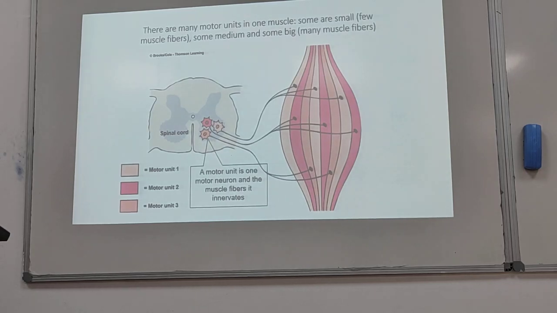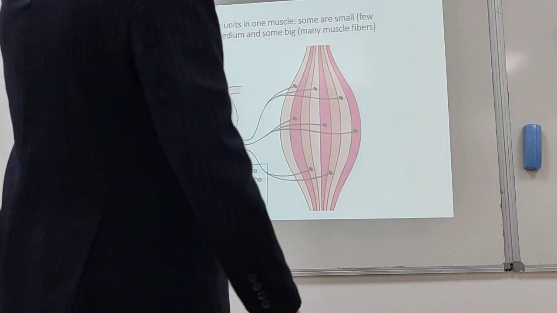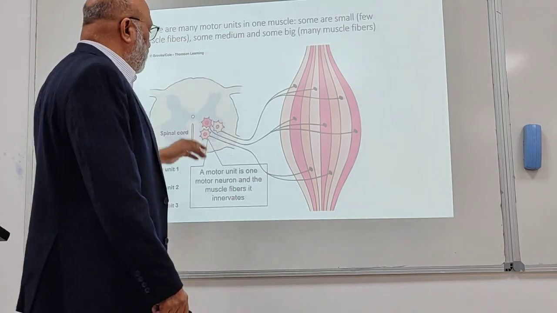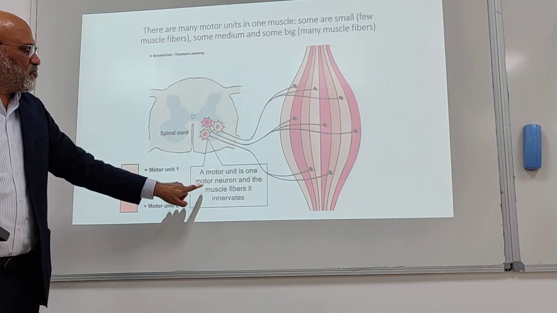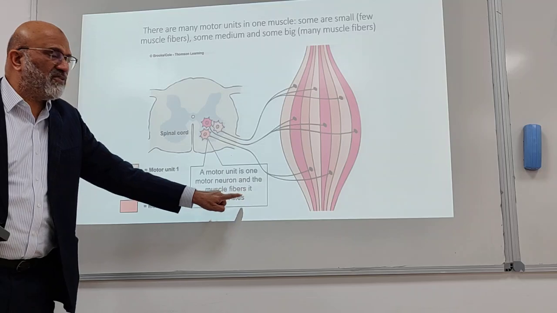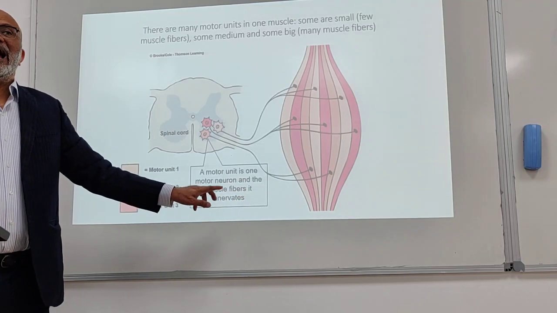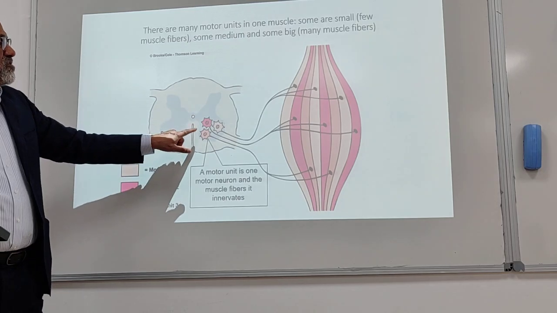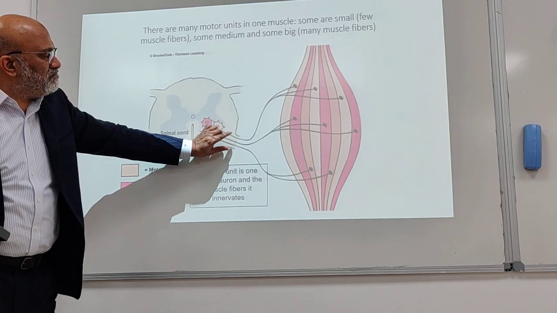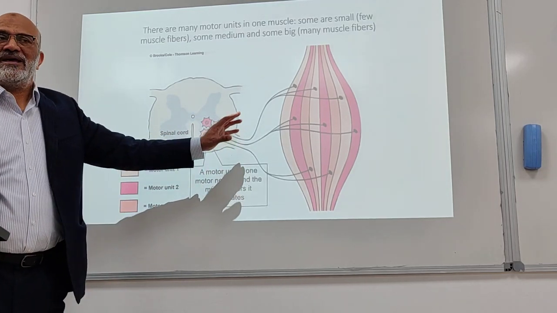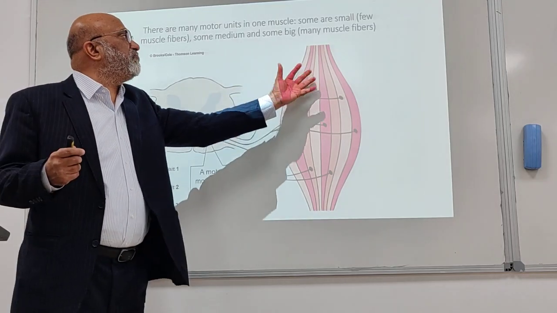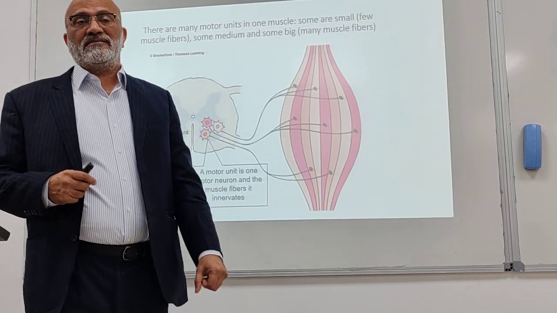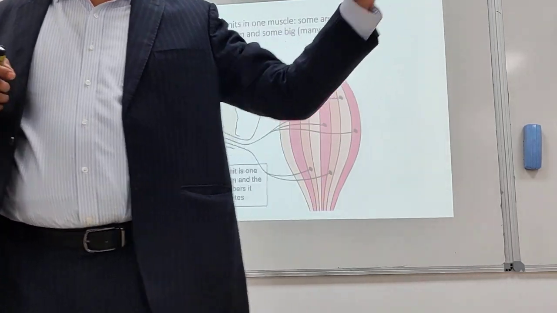How do you define motor unit? See here, the motor is one motor. How can we define motor unit? A motor unit is one motor neuron and the muscle fibers it innervates. I am trying to give you a concept that this is a big nerve coming from the spinal cord. It has many smaller nerve fibers. Each nerve fiber is supplying a different number of muscle fibers. And we can involve more and more.